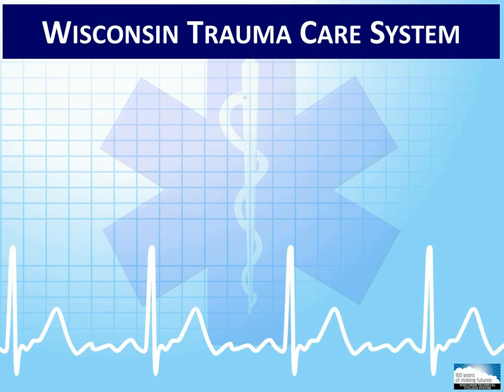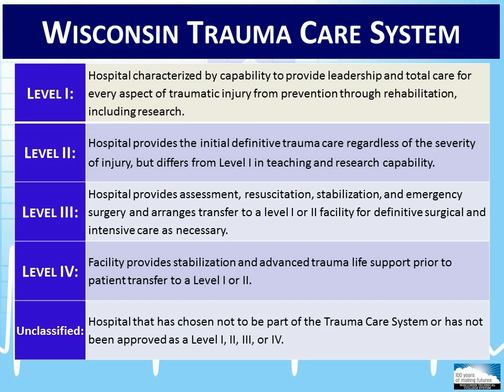Each level is capable of specific treatments and interventions based on availability of staff, equipment, and resources. A Level 1 trauma center provides the highest level of around-the-clock trauma care by providing availability of trauma surgeons, operating rooms, and diagnosing equipment such as MRIs and CAT scans and specialty treatment 24 hours a day, 7 days a week. Level 1 hospitals are characterized by their capacity to provide leadership and total care for every aspect of traumatic injury from prevention through rehabilitation, including research. Given these stringent requirements, only a few hospitals within Wisconsin are denoted as Level 1 trauma centers.